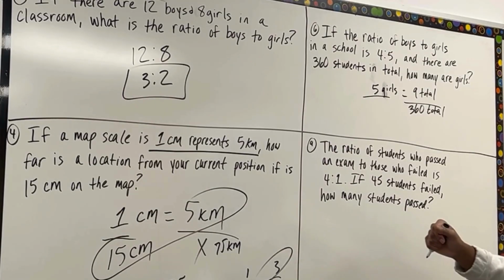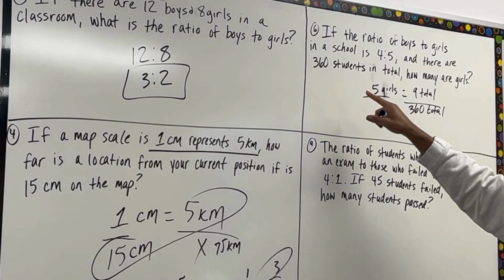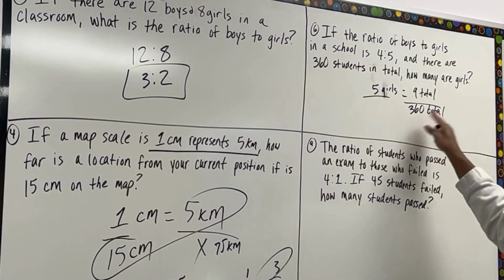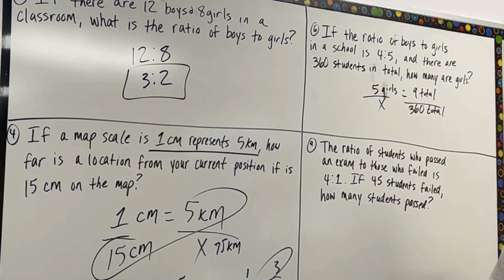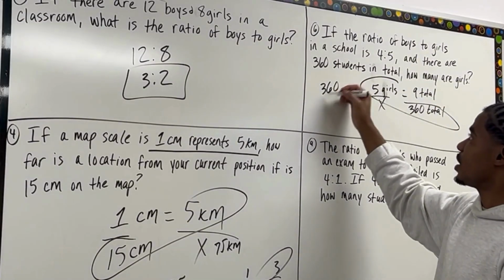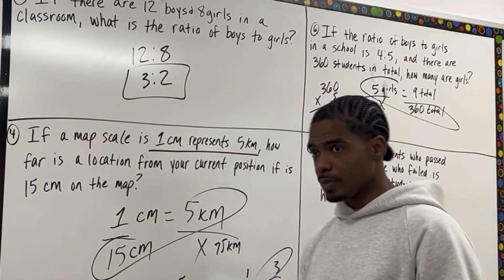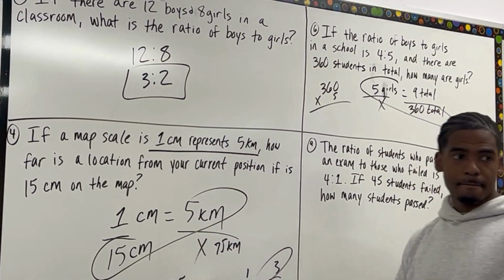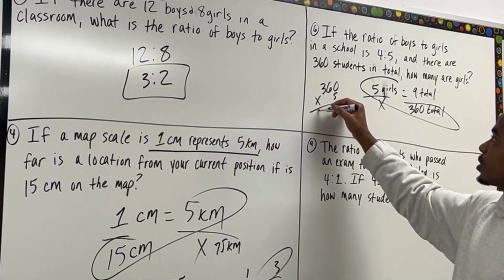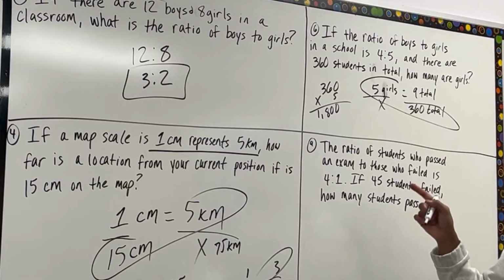However, what we're trying to figure out is how many girls there are out of 360. Now I'll set this up. What's the first thing you want to do? Good, you want to cross multiply here, right? So that's 360 times 5. What's 360 times 5? Good job, sir. So that's 1,800. Now what do we do with that number?